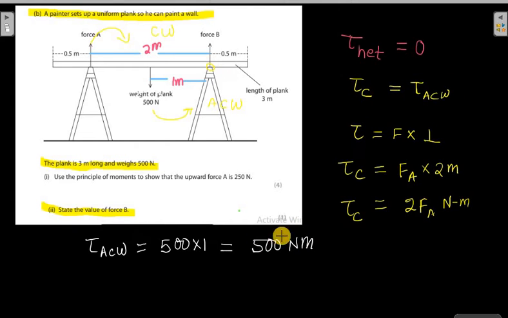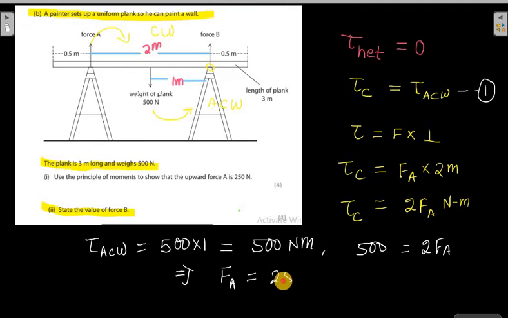On putting the value of torque anti-clockwise and torque clockwise in this equation, first we can write 500 will be equal to twice Fa, or implies that the force acting at the point A, Fa, will be equal to 250 Newton. This answer matches with the answer given in the question.